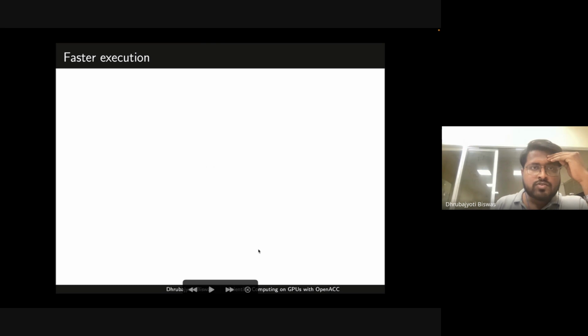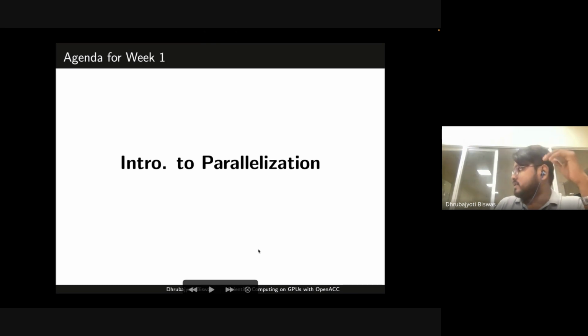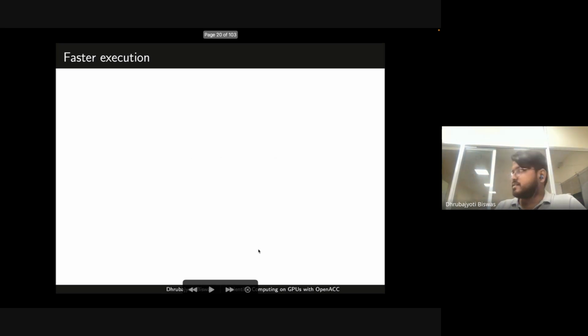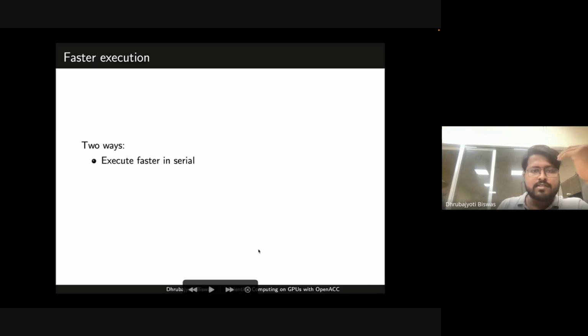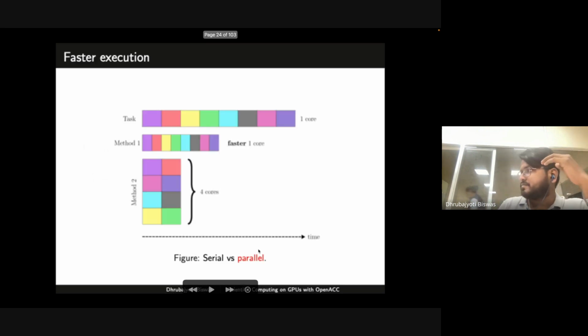So what is the whole point of this? The point right now is to see how we can have faster execution of our code. There can be two ways if you think about it. The first way would be to execute things faster in serial. The other way would be to execute multiple things in parallel. What do I mean by this?